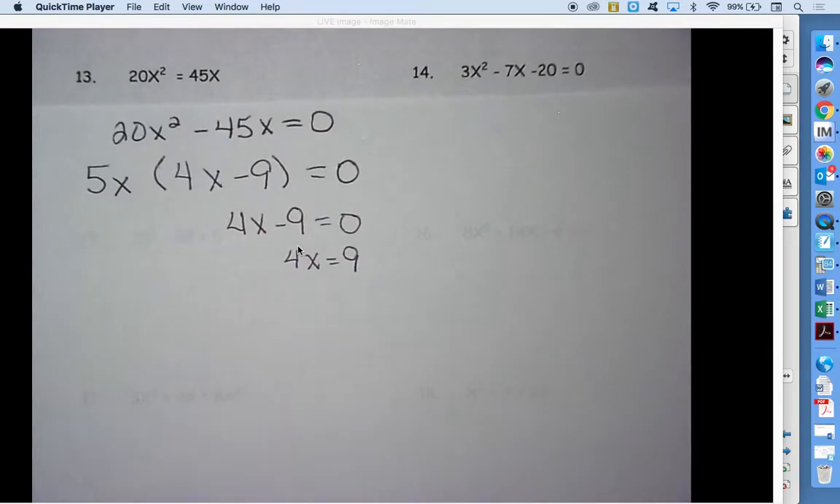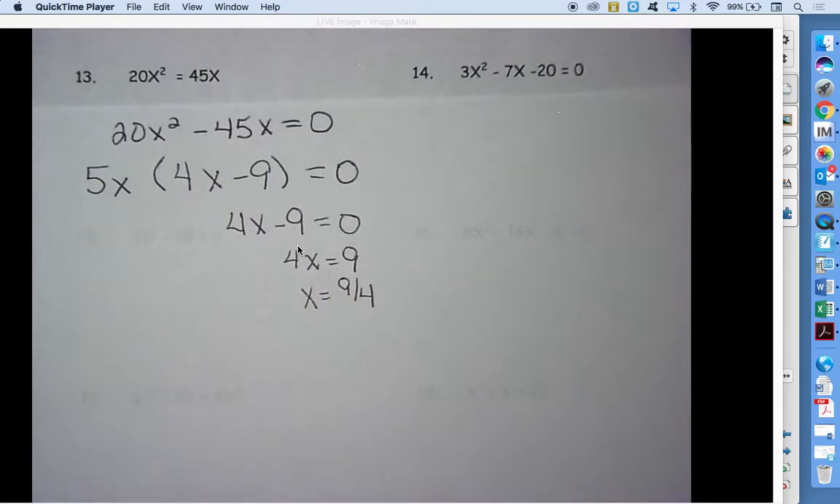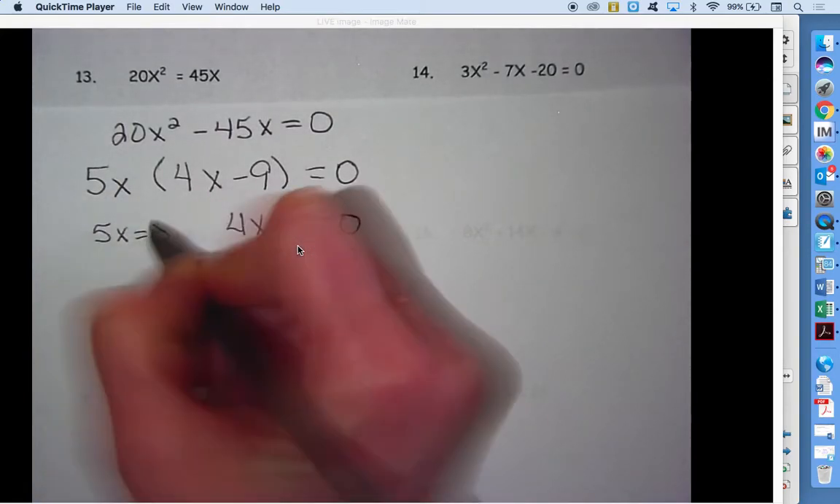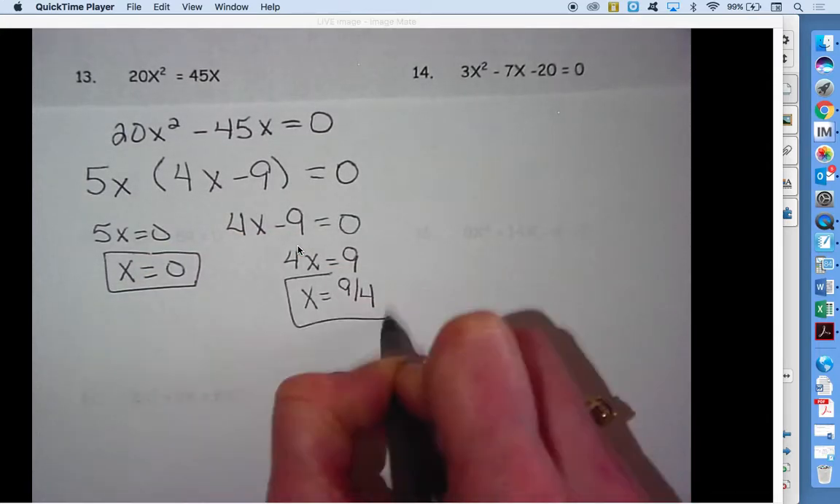So solving for the parentheses, setting it individually equal to 0. She said add the 9 over, divide by 4, you get 9/4. And then the other value, you would divide by 5. If we set that equal to 0, divide by 5, and you get 0. So there are two answers here.